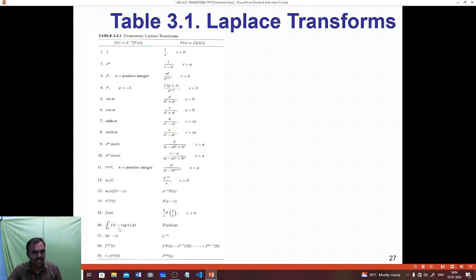So the convolution of f of t and g of t is F of s times G of s, so it's nothing but the composite of the two functions f and g. The Laplace transform of delta of t minus c is e power minus cs, and the Laplace transform of f power n of t is s power n F of s minus s power n minus 1 f of 0, and so on, minus f power n minus 1 of 0. The transform of t power n f of t is also given. So these are the familiar formulas of the Laplace transform.